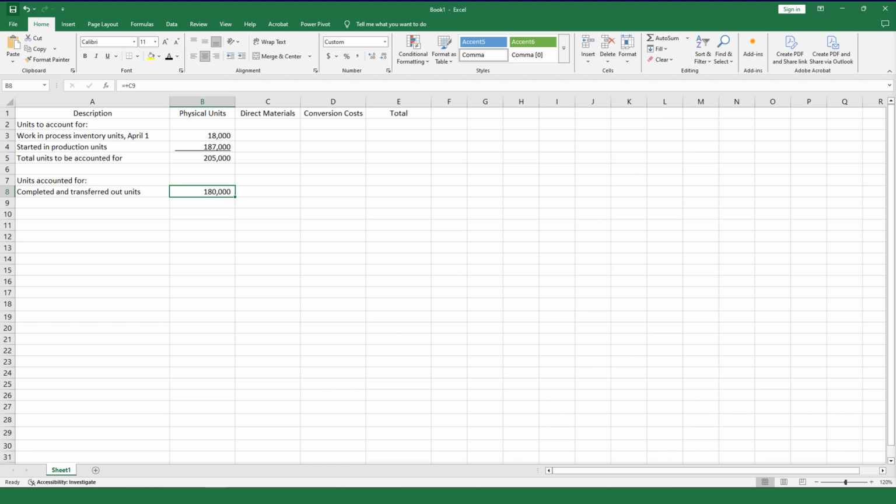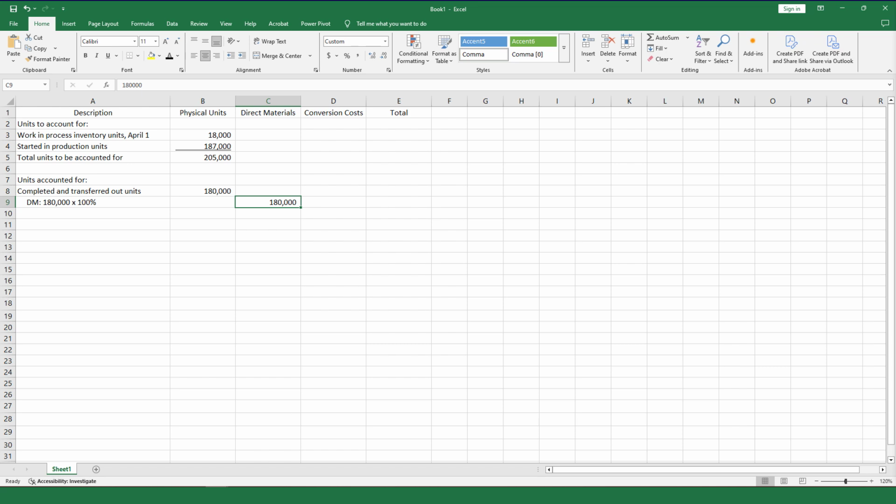Because these units have been completed in the mixing department, so 100% of the direct materials have been used in producing these units. So, for these units, which are completed and transferred out by April 30th, we know that 100% of the direct materials have been used. Therefore, under column C, direct materials, we take the 180,000 physical units and we multiply them by the percentage complete, 100%. This will allow us to determine the equivalent units. In this case, the equivalent units are equal to the physical units because all of the units are complete. 180,000 multiplied by 100% is equal to 180,000.